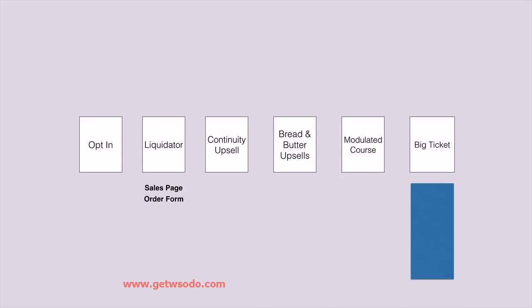Nothing more. Continuity upsell. Of course, the sales page has an order form on it. Continuity upsell, sales page, exact same type of page. We're just sticking different content on it. Bread and butter upsells, sales page, exact same type of web page. We're just putting a different sales message on there.